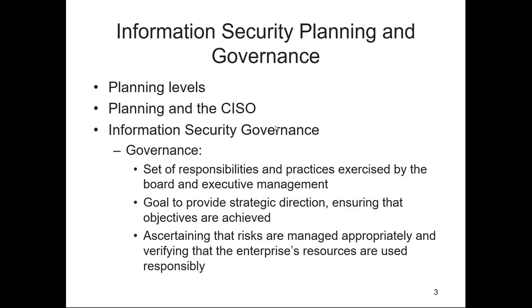The upper management has a set of responsibilities and practices with a goal of providing strategic direction to ensure that objectives have been achieved. This set of responsibilities and practices is called information security governance. So governance ensures that risks are managed properly and verifies that the company's resources are used responsibly. We need to make sure that they are used responsibly.